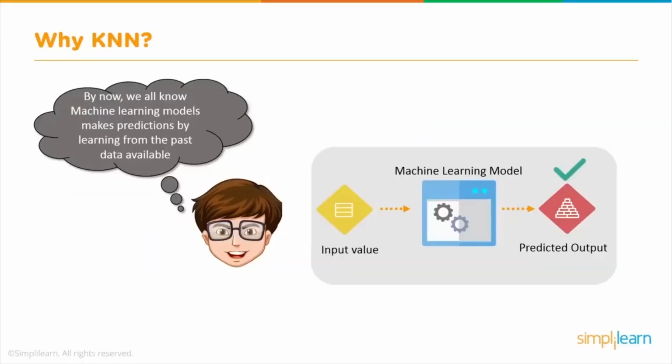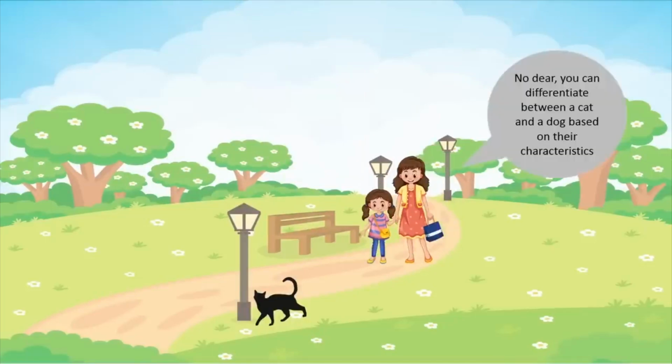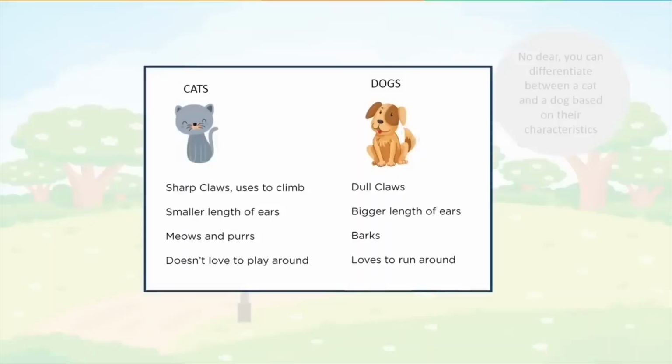By now, we all know machine learning models make predictions by learning from past data available. So we have our input values, our machine learning model builds on those inputs of what we already know, and then we use that to create a predicted output. Is that a dog? A little kid is watching the black cat cross their path. No, dear, you can differentiate between a cat and a dog based on their characteristics. Cats have sharp claws, used to climb, smaller length of ears, meow and purr, and don't love to play around. Dogs have dull claws, bigger length of ears, bark, and love to run around.